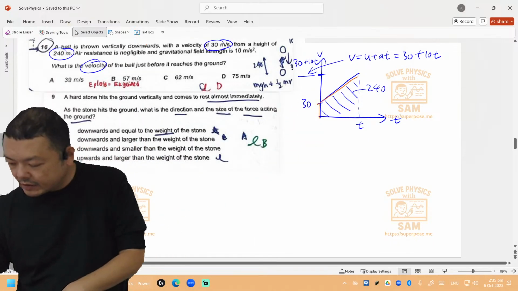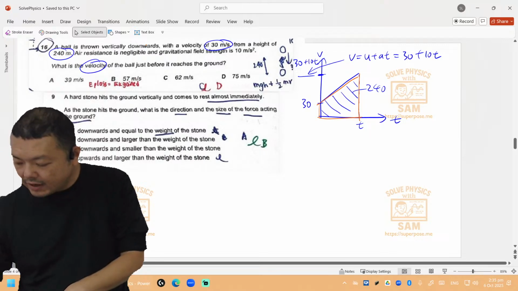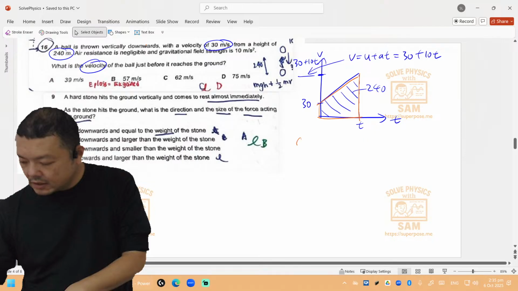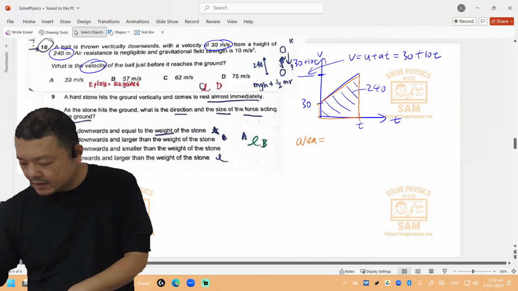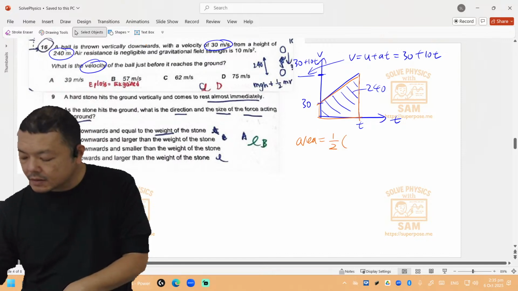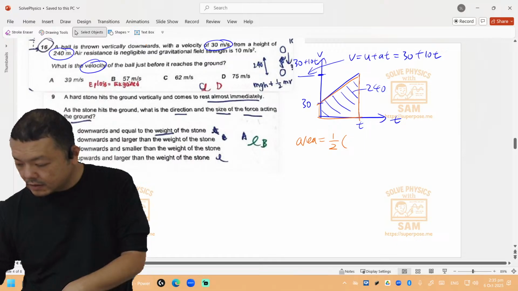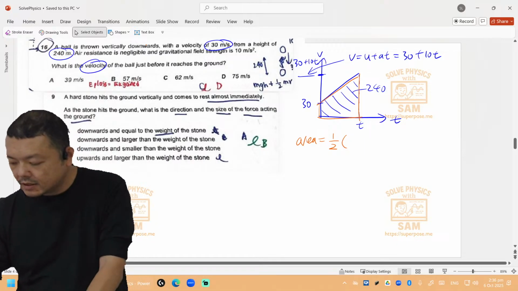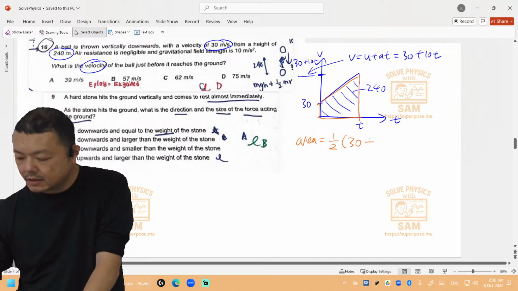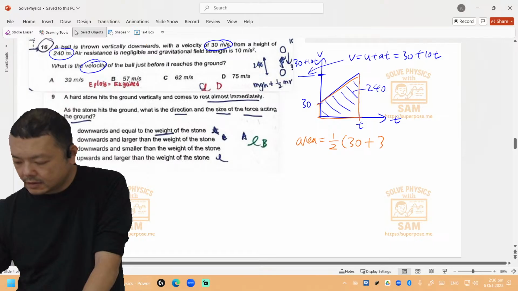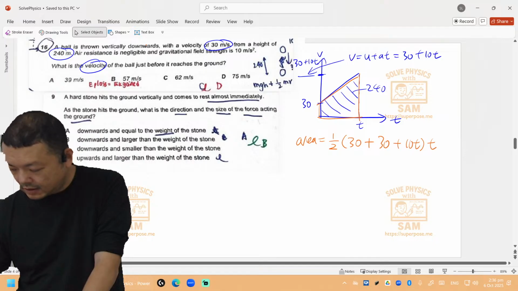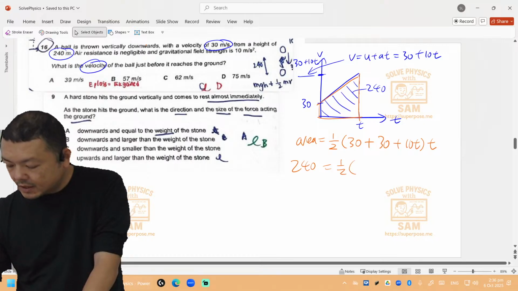All right. Do you see the area of the trapezium here, Gordon? Can you read out the equation for this area? So the area is equal to what? For trapezium, yes. Half times. Okay, so what is u in this case? Okay, good. T, right? So the area is 240, right? So basically 240 equals half times 60 plus 10t times t, right?